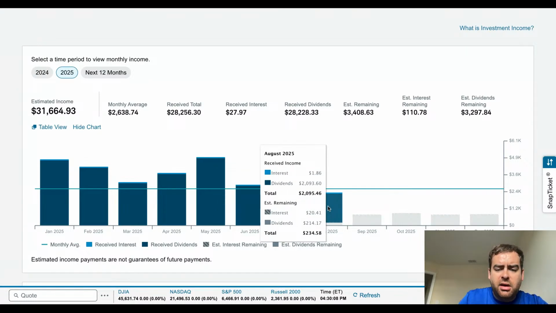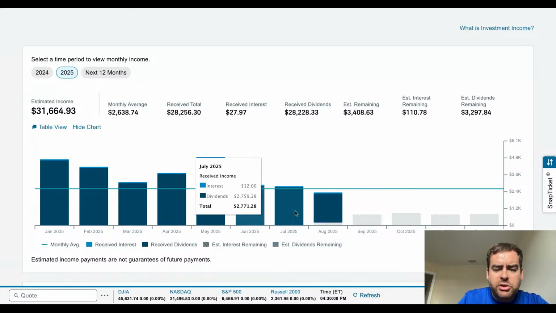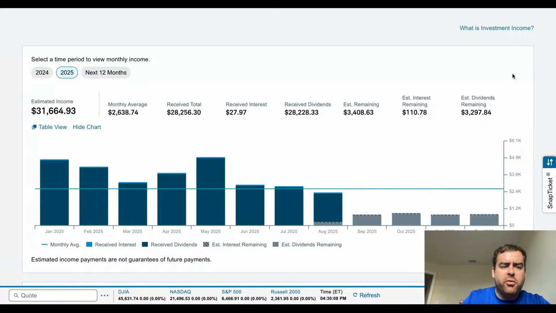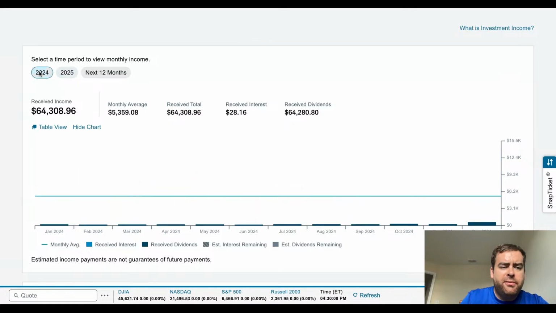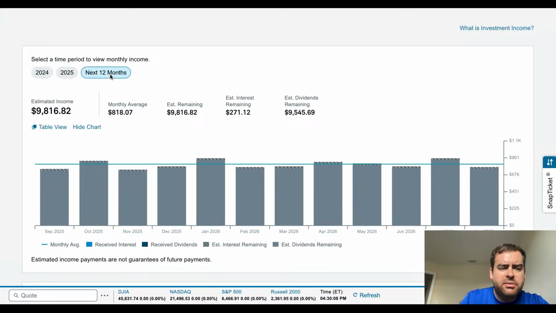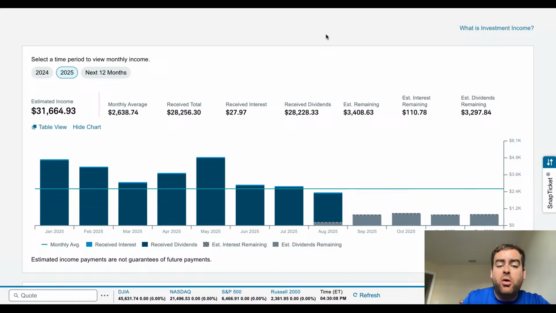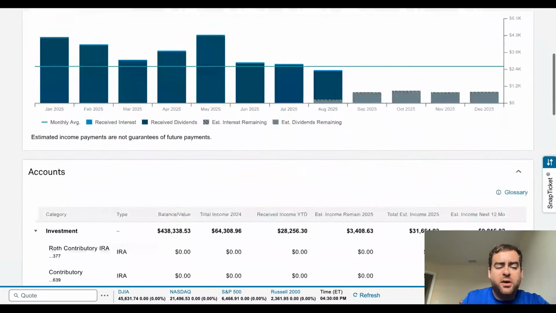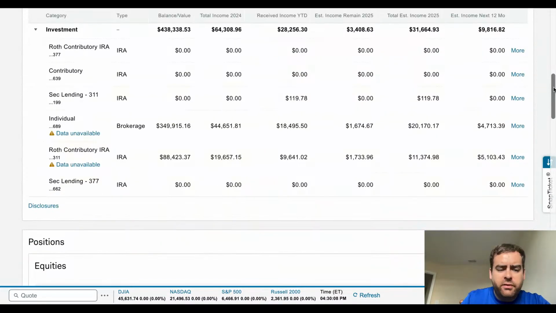This month, we're supposed to have a couple hundred more. But you can see, if you were to do a trend line, it's a downward trend. Whereas last year, we made a full-time income trading dividends. So next 12 months, it doesn't forecast them very well because it's pretty much factored out all the YieldMax funds. As far as my holdings that pay dividends, we'll go over those real quick.